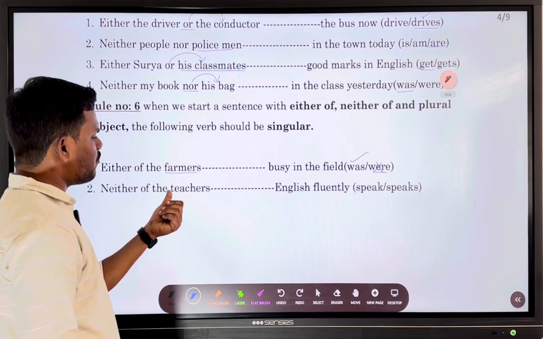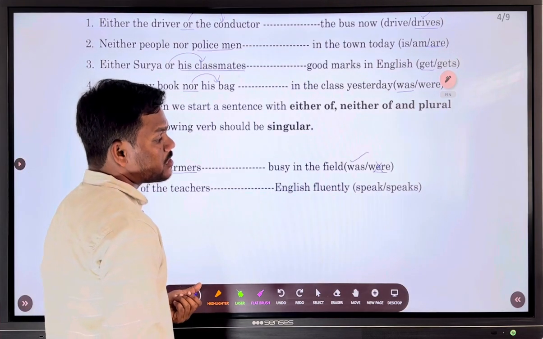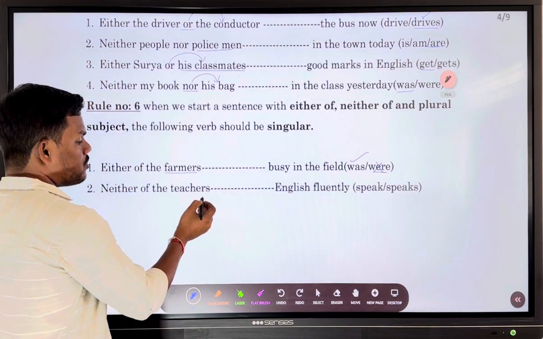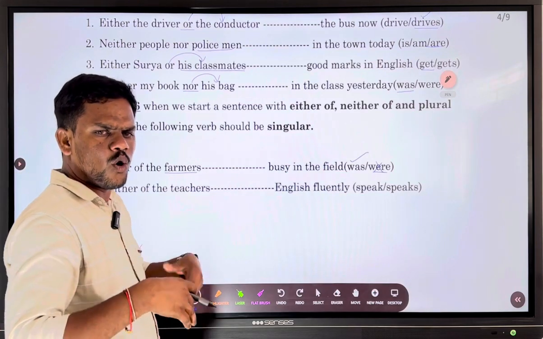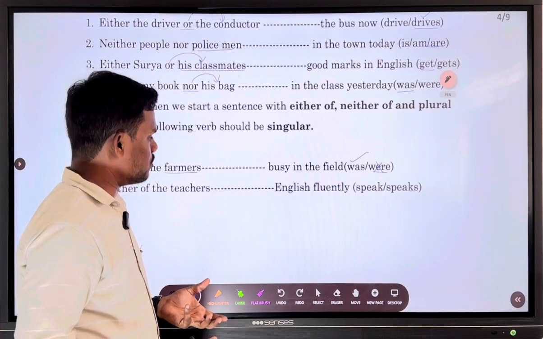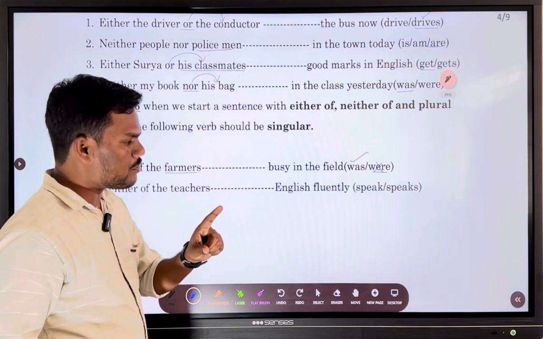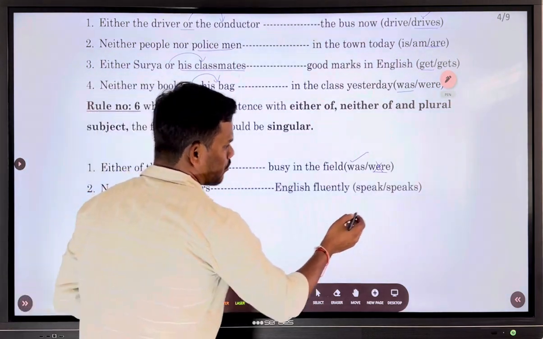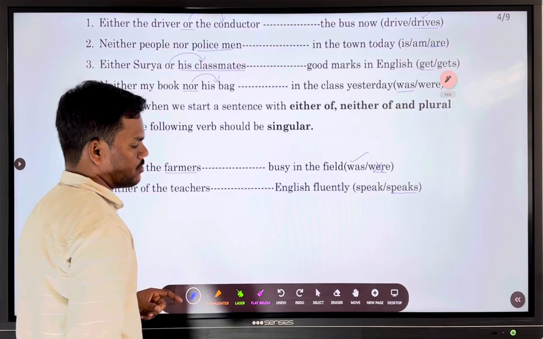Next, neither of the teachers dash English fluently, speak or speaks. Neither of the teachers, in the sense, no one among many teachers. So no one refers to only a singular person. That is why we'll have to take the singular verb, that is going to be speaks.